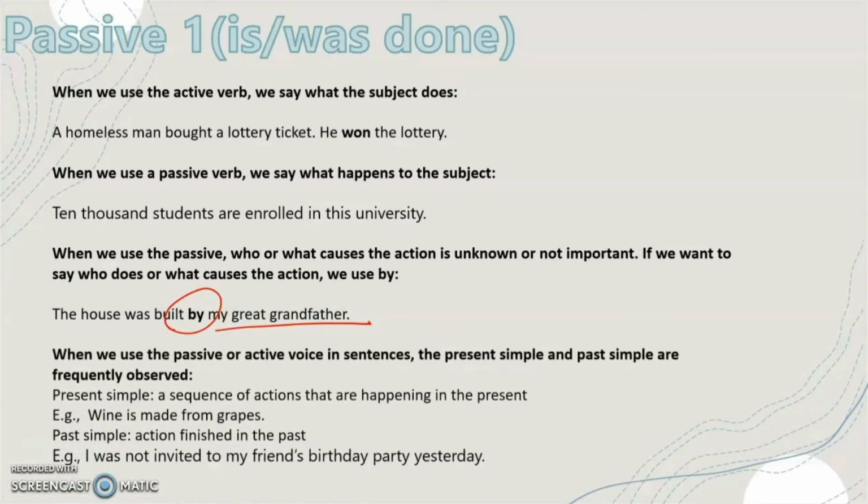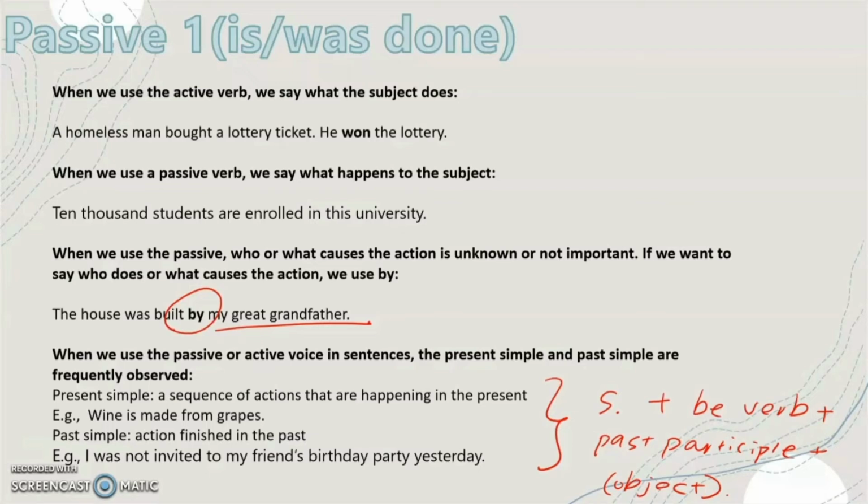Let me make a conclusion for this part. Looking at this example, we could observe the structure of the passive voice sentence in present simple and past simple tense. It is subject plus be verb, adding past participle, and finally object in the sentence. However, sometimes we don't have an object in our sentence.